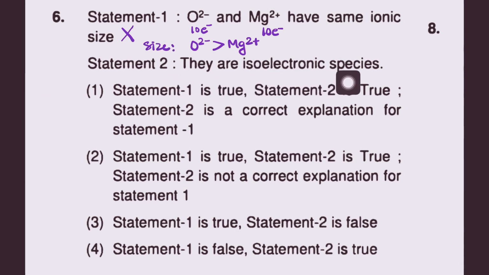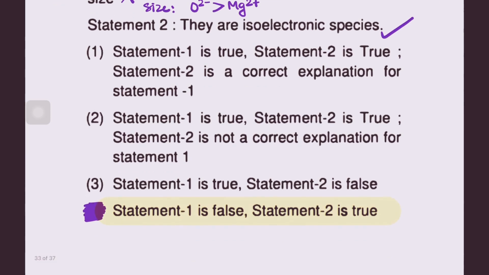Now, they are isoelectronic species, so this is correct. So statement 1 is false and the statement 2 is true. So it's the fourth option. Statement 1 is false and the statement 2 is true. Let's move to the next one.